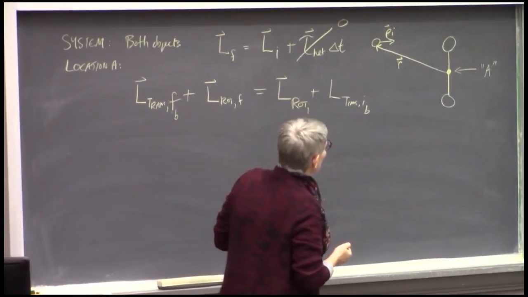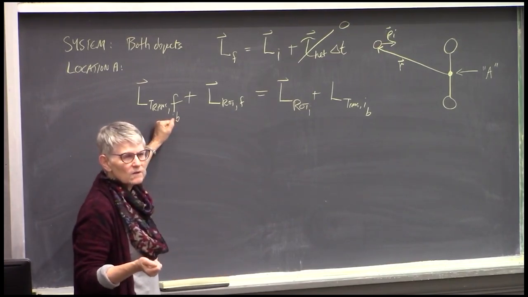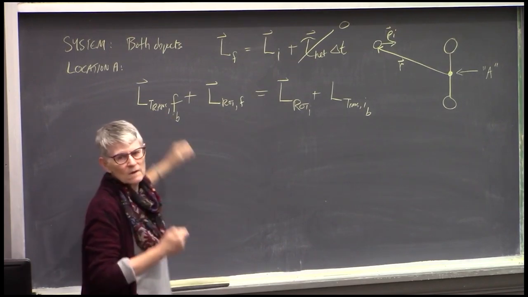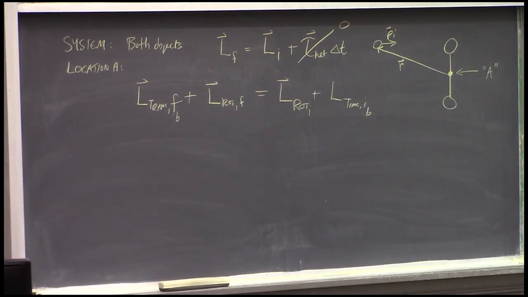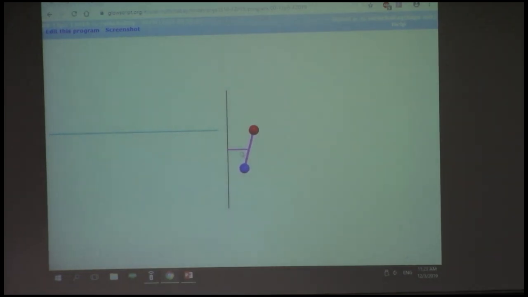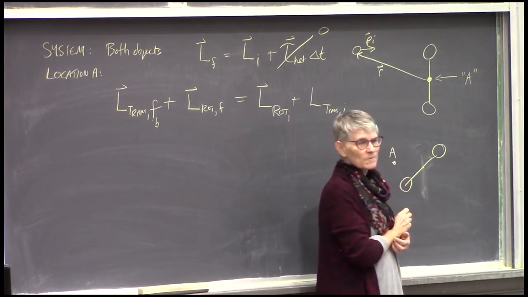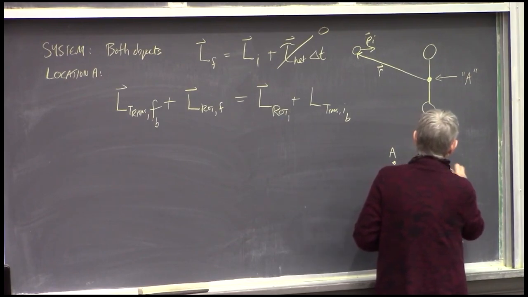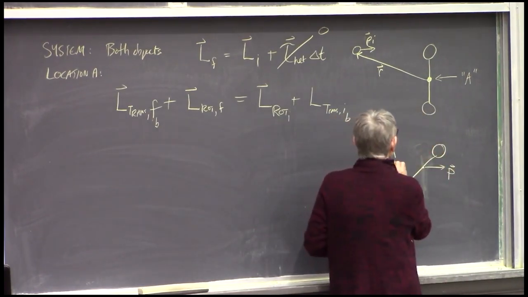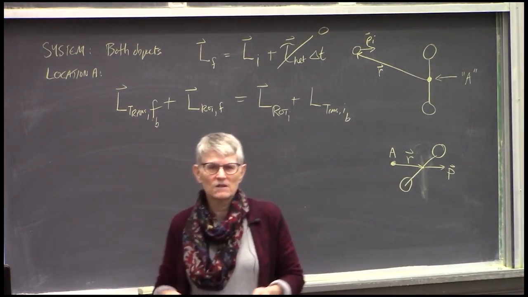Translational angular momentum of the ball. And does the barbell have any translational angular momentum in this final state? Well, let's see. So if we run this thing, it certainly has some momentum now. Here we are in the final state, it's rotating. Here's our location A, it's not there anymore. So it's got some momentum. But it's still lined up with this location. So that R cross P is actually going to end up being zero.